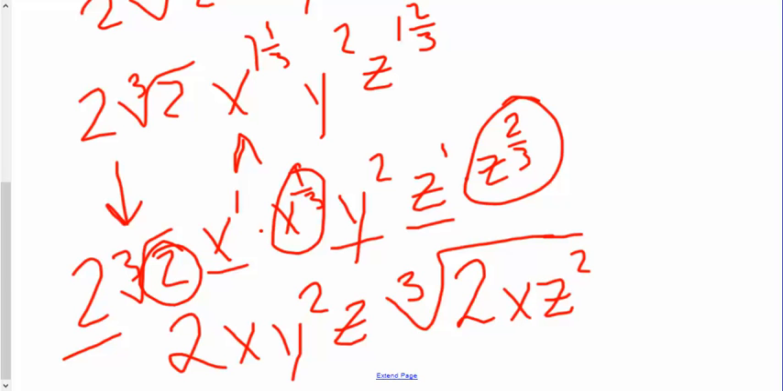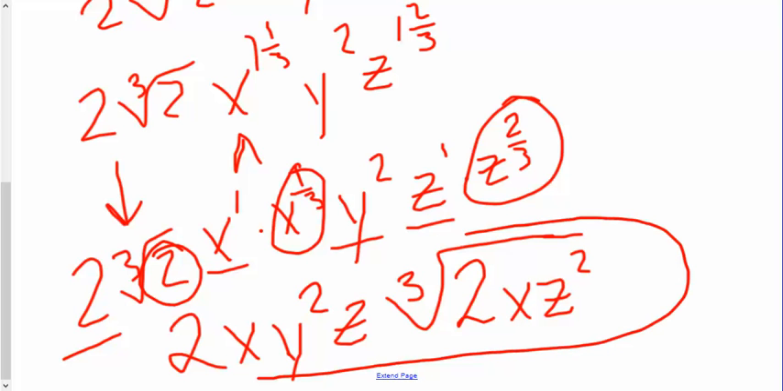So my final answer would be 2xy squared z cube roots of 2xz squared. Which sounds ridiculous to say, I'm aware, but let's try the other one.